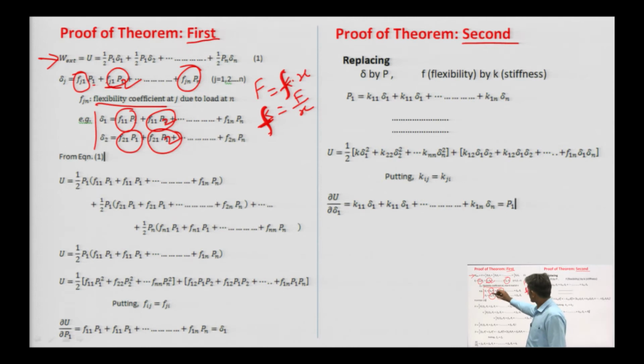So, put the value of delta 1 and delta 2 here, then what will we get? We will get the value of strain energy. So strain energy can be written in this manner, U equal to this one.